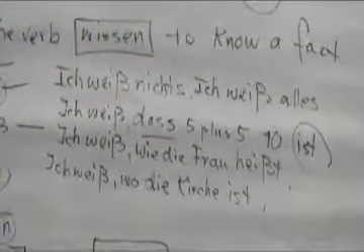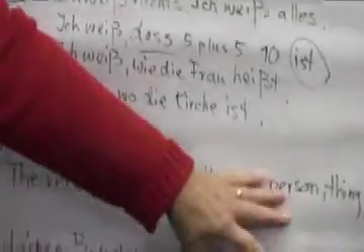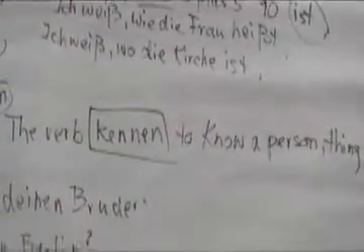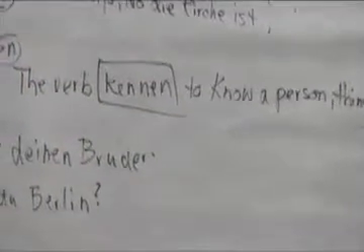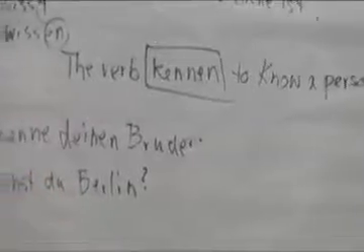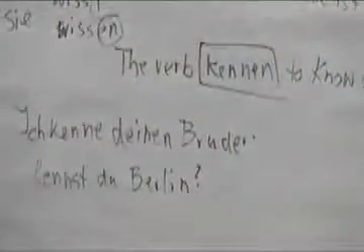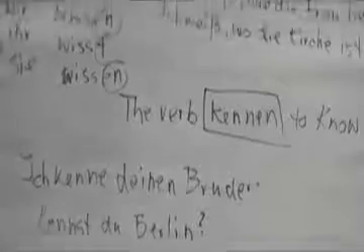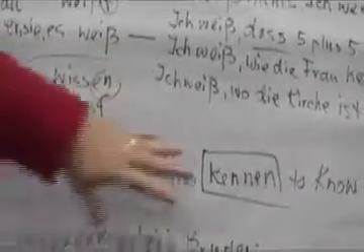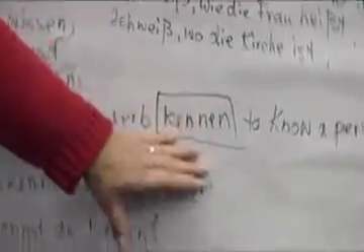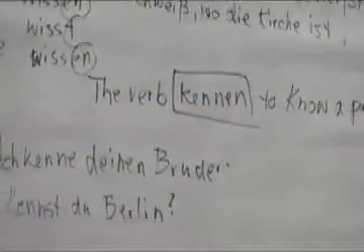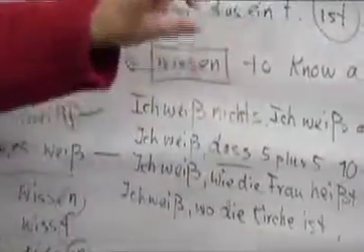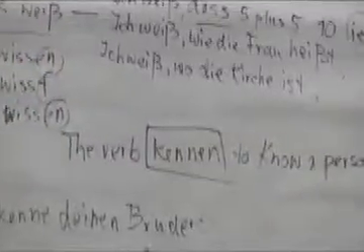The verb kennen talks about knowing a person or a thing. So you say, ich kenne deinen Bruder. I know your brother. Or you can say, do you know Berlin? Kennst du Berlin? Berlin is a thing here, right? So this is the difference. Wissen, to know a fact. Kennen, to know a person. Kennen is a completely regular verb, regular conjugation, nothing to worry about, except for the meaning. And the important thing is to remember, wissen, know a fact. Kennen, know a person or a thing.